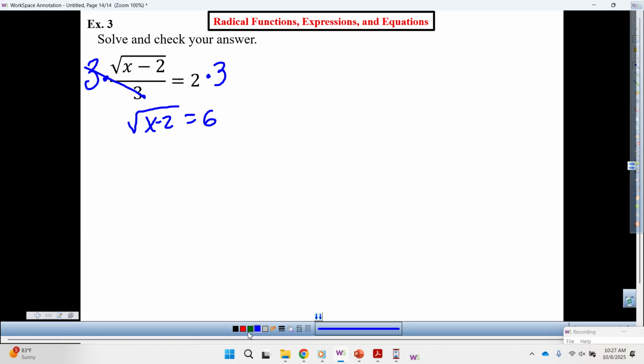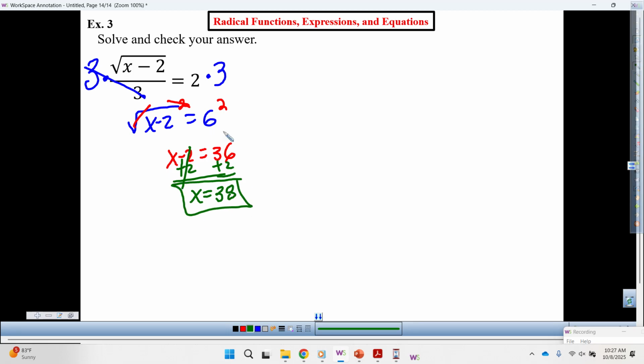What do I do next to get rid of that square root, everyone? Square both sides, so this cancels that. x minus 2 equals 6 squared, which is 36. And last but not least, plus 2, x equals 38.